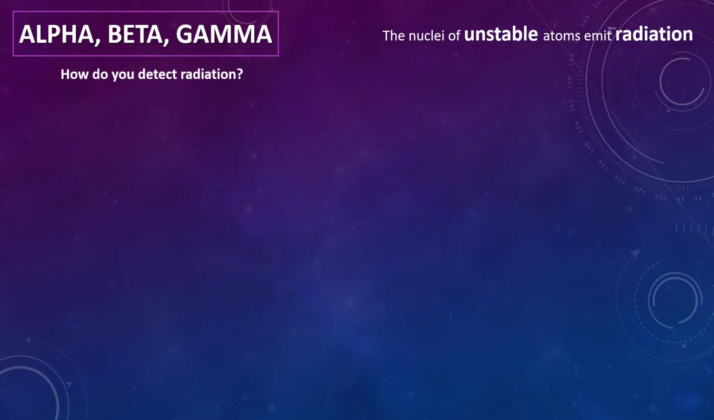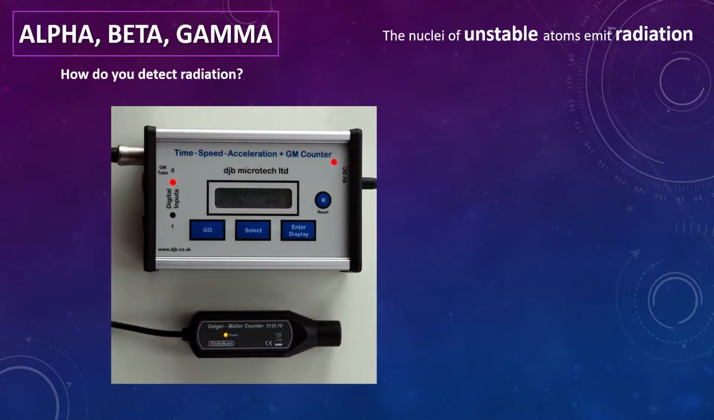But how do you detect radiation? So the most common way to measure radiation is the Geiger-Müller tube. Essentially, it clicks when radiation enters it, and each tiny click is a current produced when the radiation ionizes one of the atoms of the gas inside of the tube.